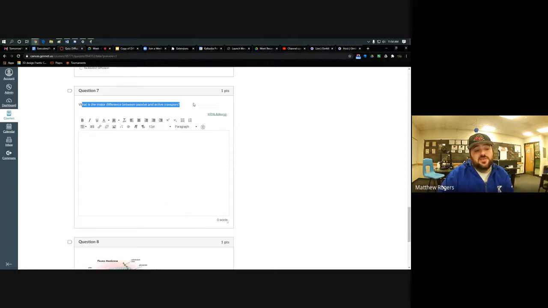What is the major difference between passive and active transport? The biggest difference, passive transport, no energy is used. Active transport, energy is used. We did a big Venn diagram on that. Active transport requires energy. Passive does not.